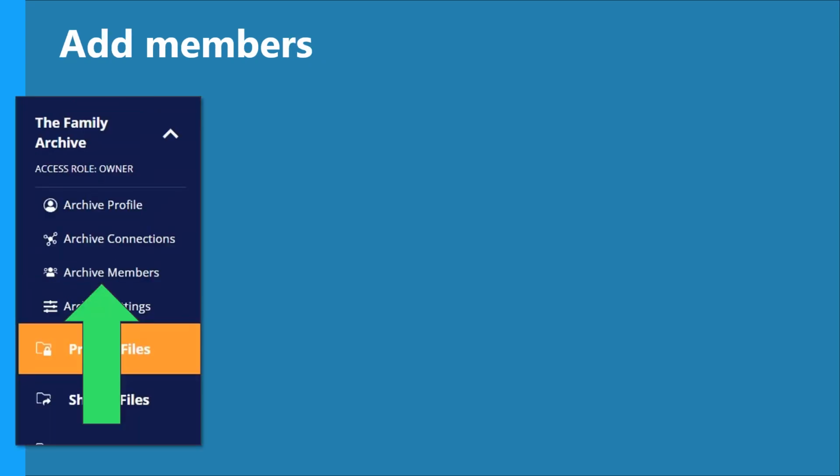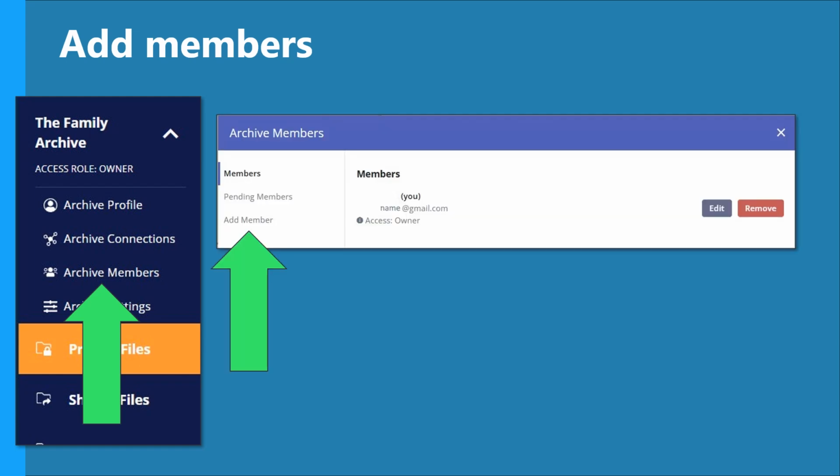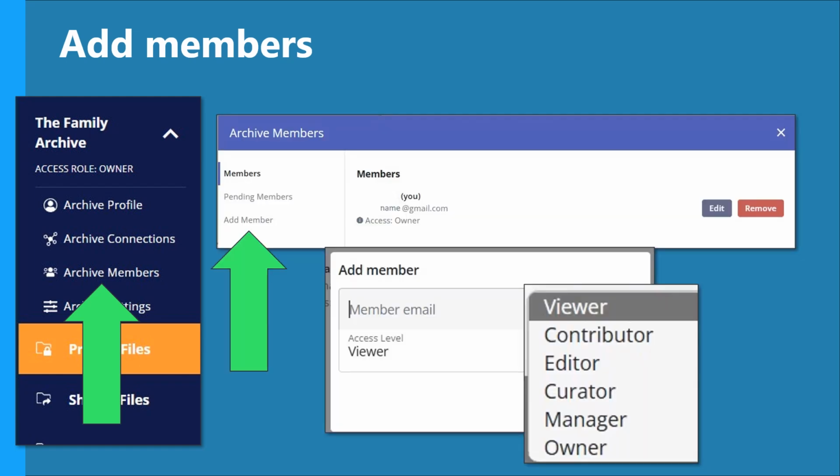You can also share privately by inviting people to your archive as members. Choose Archive Members from the drop-down menu, then choose Add Member, enter the email of the person you want to make a member of your archive and set their level of access. Once your invitation has been accepted, they'll be able to access and enjoy your archive with the permission level you selected.